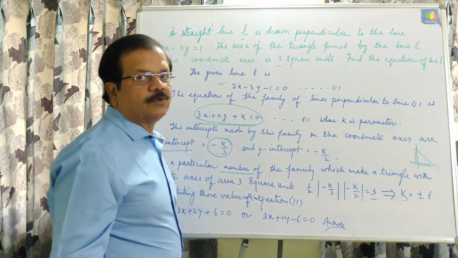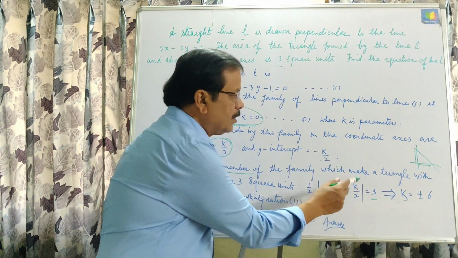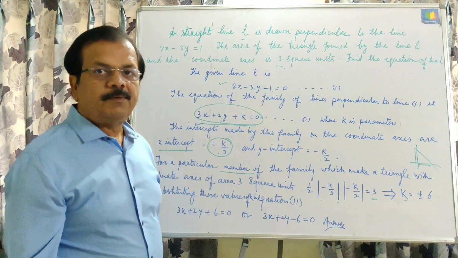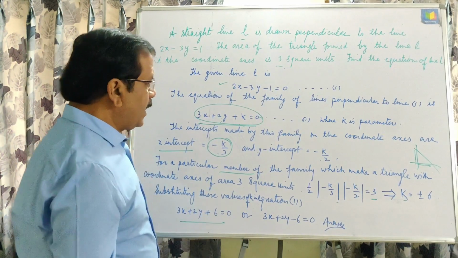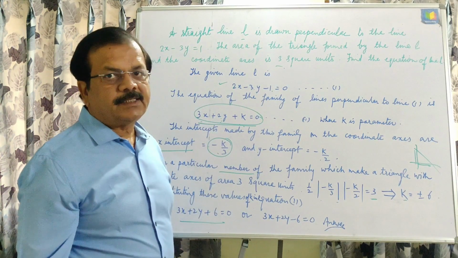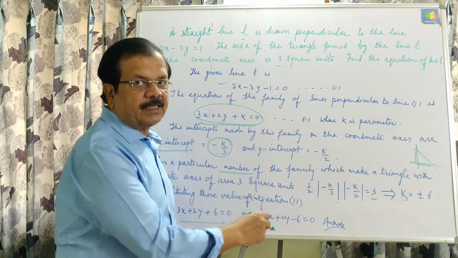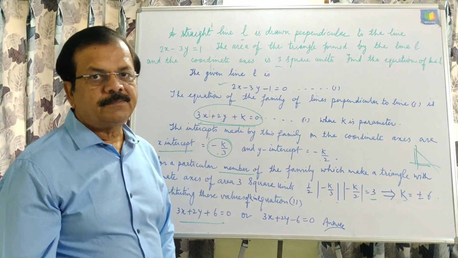So k is equal to plus minus 6, and here we will take the mod, because whenever we are measuring length, that should be positive. And then putting k is equal to 6, this becomes 3x plus 2y plus 6 is equal to 0, and the other one is 3x plus 2y minus 6 is equal to 0. This is the answer. Now next question.